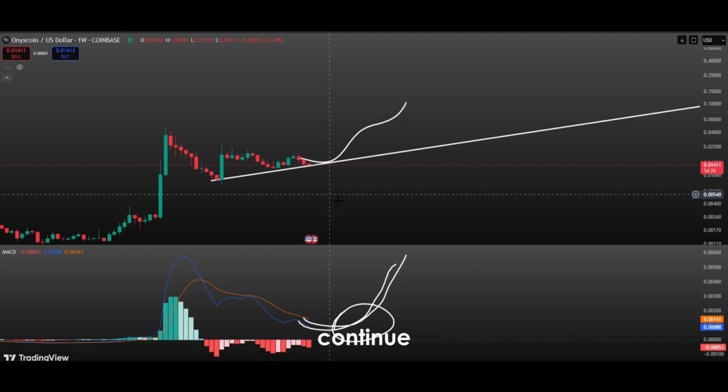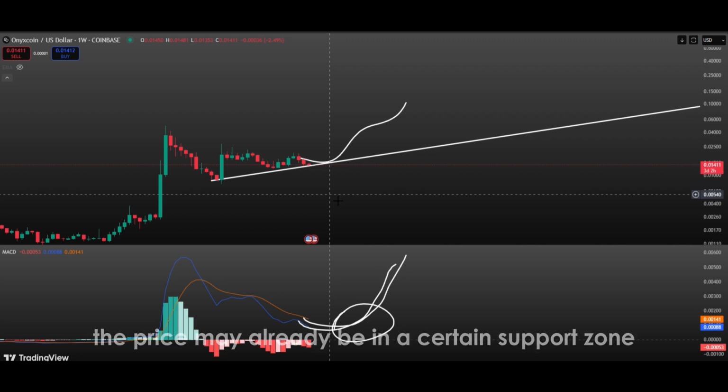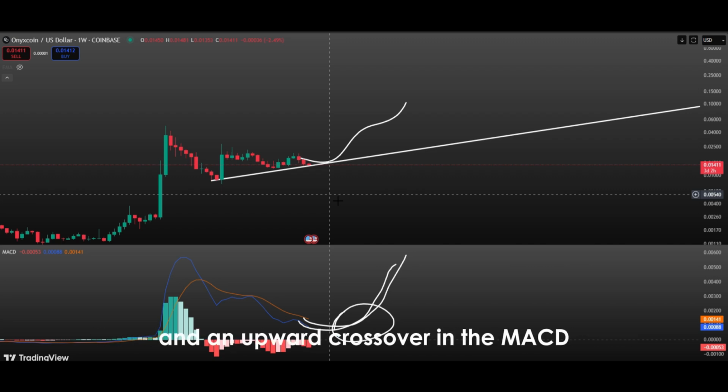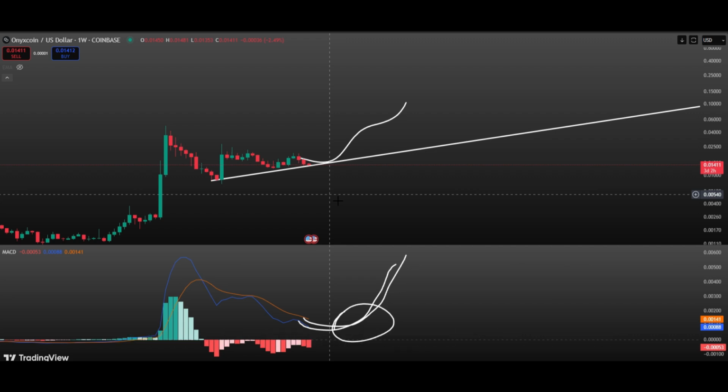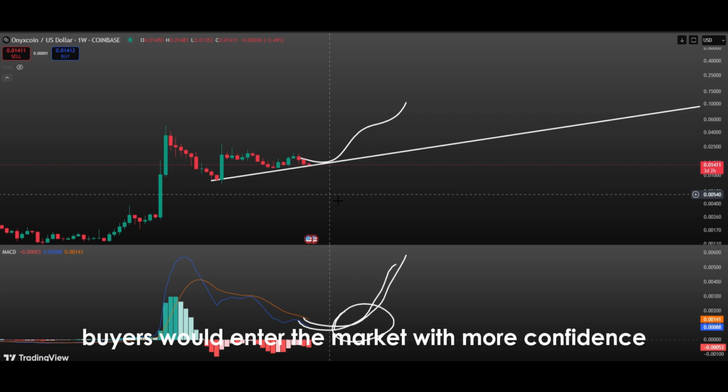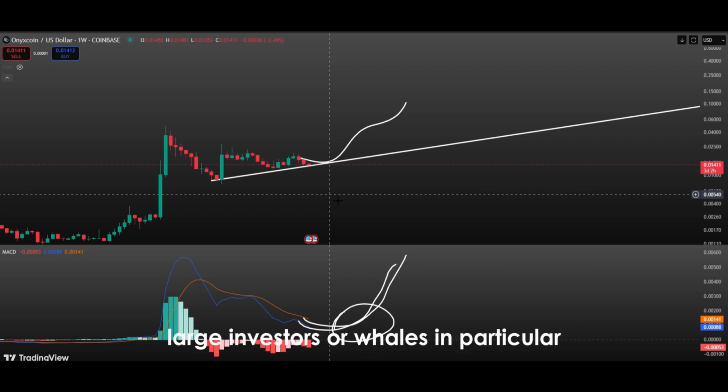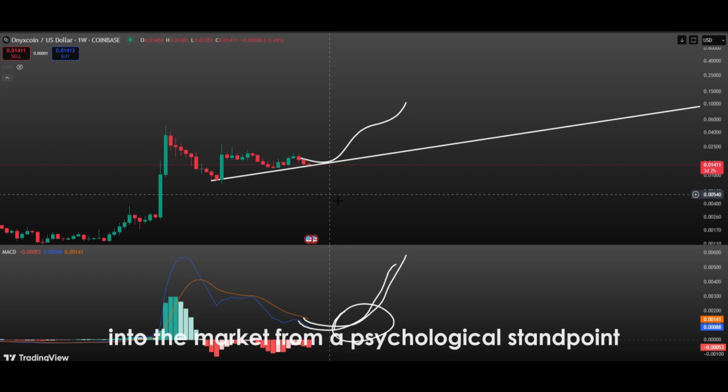In your scenario, the price may already be in a certain support zone, and an upward crossover in the MACD would be a technical confirmation of a rebound from that support. In such a case, buyers would enter the market with more confidence. Large investors, or whales, in particular, closely follow such clear signals from technical indicators, as these momentum turning points are often the best times to make substantial entries into the market.